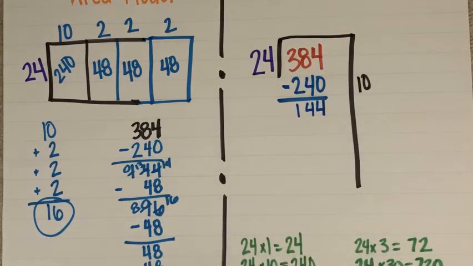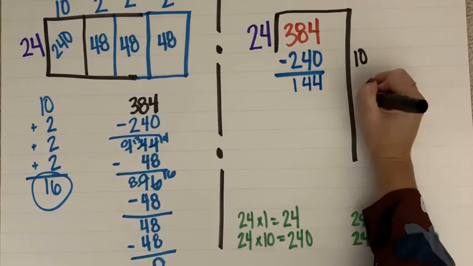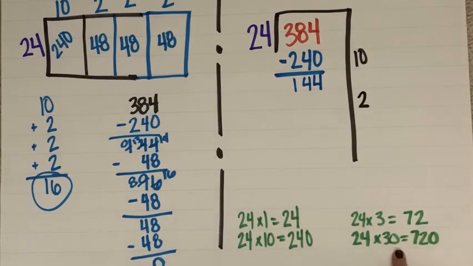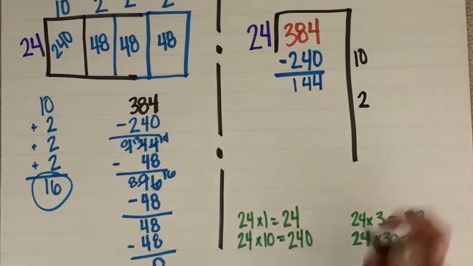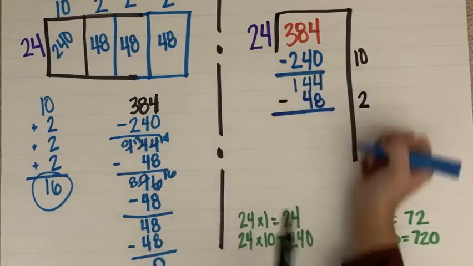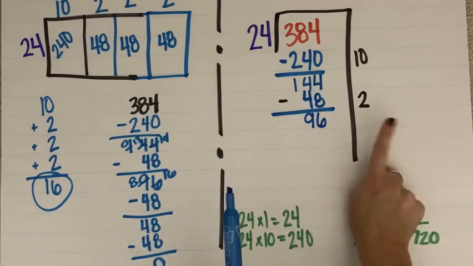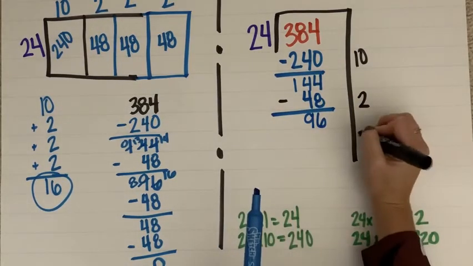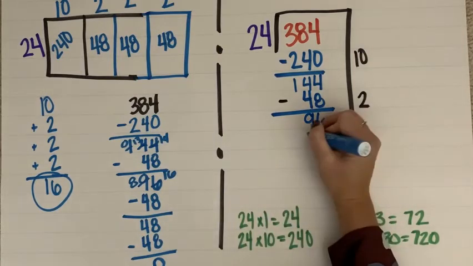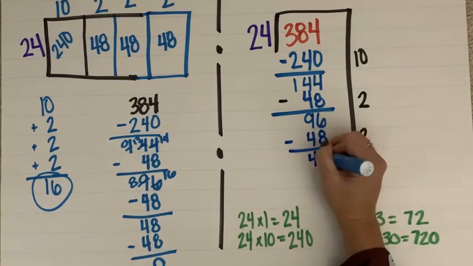Now I can't take another group of 10 out, but I can take a 2 out. So I'm going to take a 2 out. And if you know your 3, yes, I could have taken a 3 out and you would have taken 72. But I'm going to stick with the 48. So I'm going to subtract 48. And that's going to get me 96. Can I take another 48 out? I sure can. And I'm going to subtract 48. I'm going to get 48.